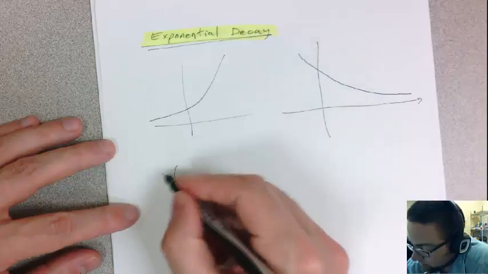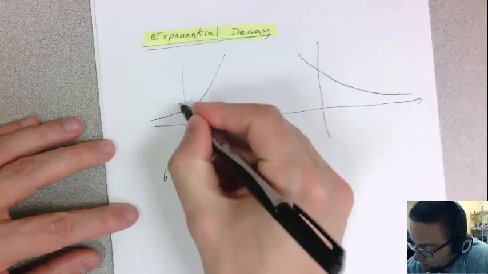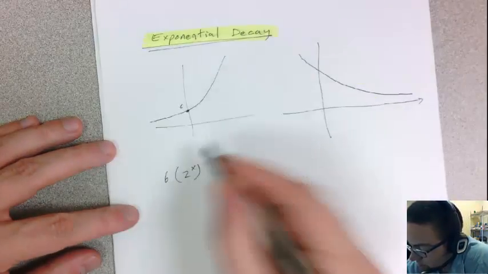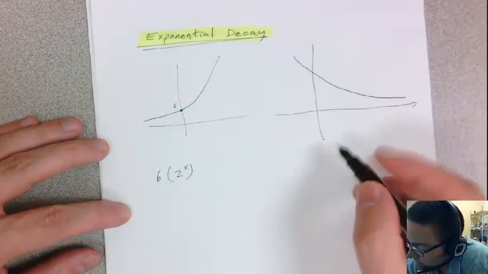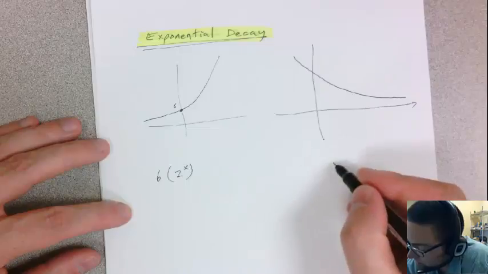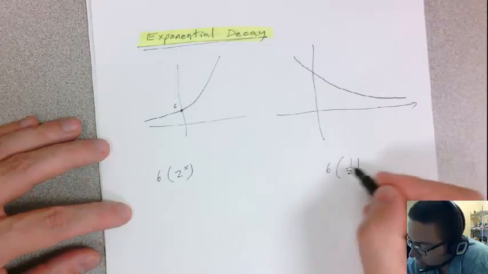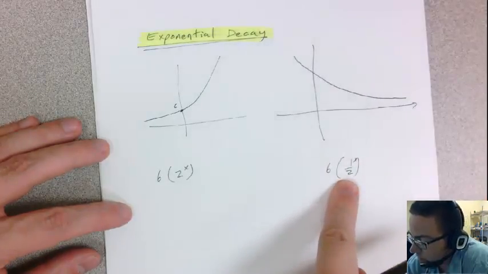So this is the idea that we take something to some power. So we had some constant. This would be the y-intercept. And then we had some power, so 2 to the x, and it just shoots up like that. Over here, we're going to do the same thing. Now, if we started with 6, but what happens is you have this thing inside here is less than 1.